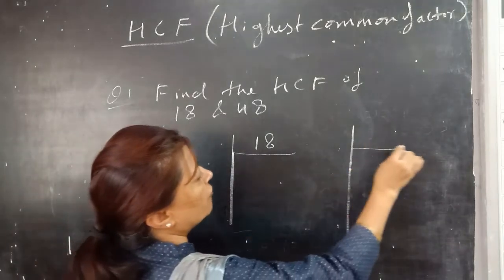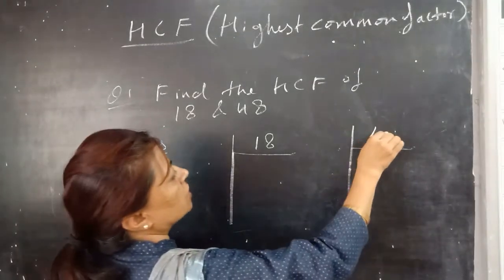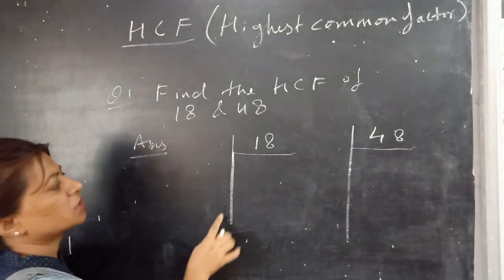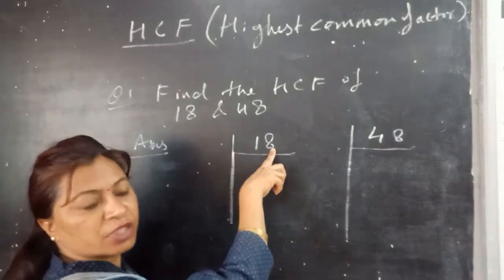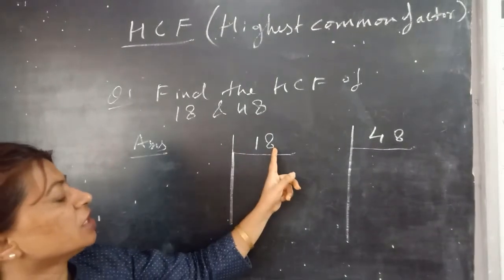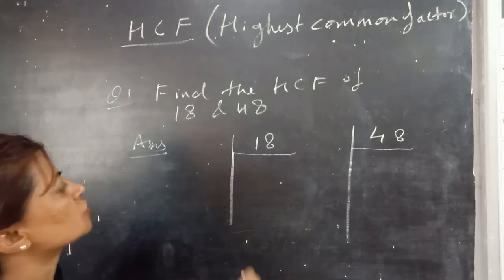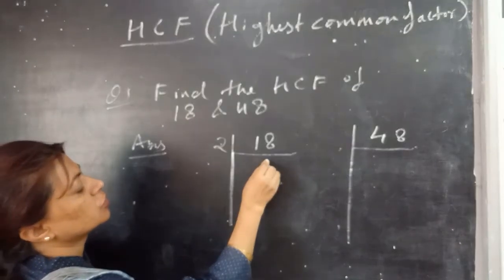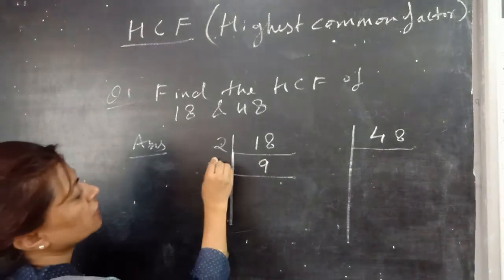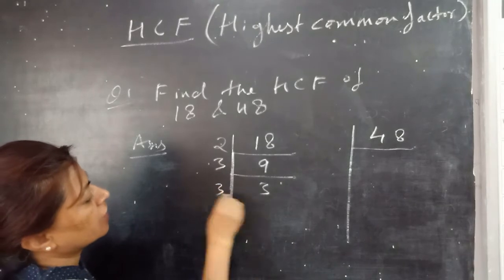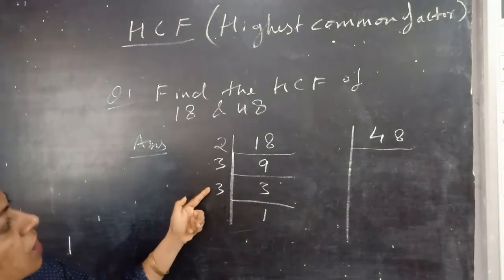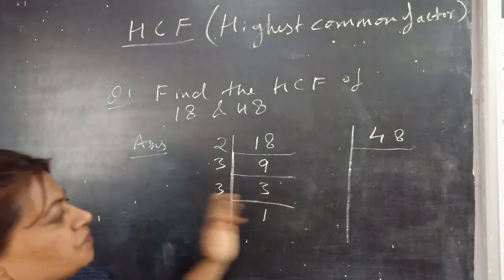We'll make two factor divisions. Now here we are going to take the prime numbers. The divisibility test we have already learned. The last number is 8, it means 18 is divisible by 2. So we are going to start with the table of 2. 2, 9, 18. Then 9 comes in the table of 3: 3, 3, 9. Then again 3, 1, 3. So here we are observing all the numbers are prime.